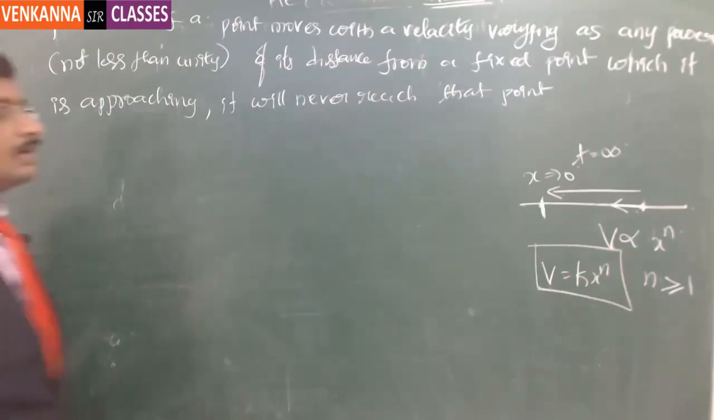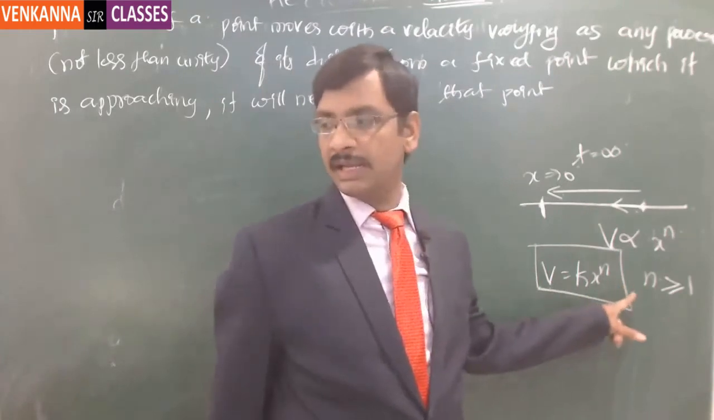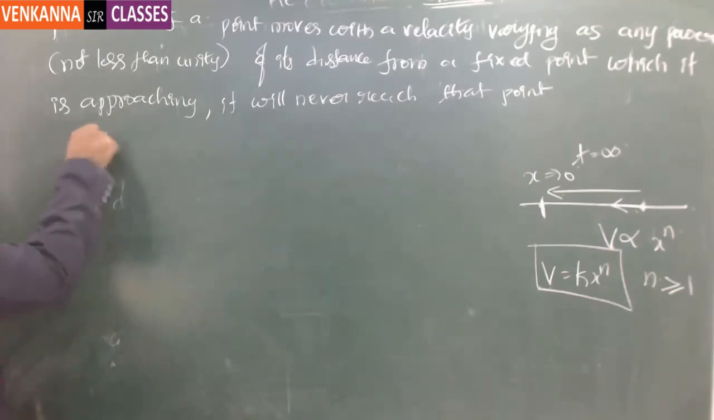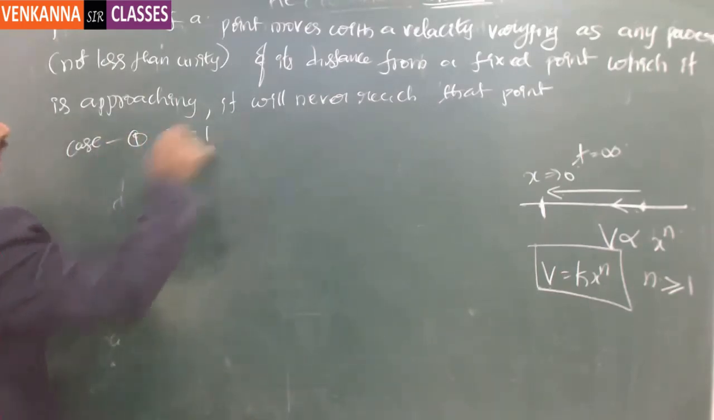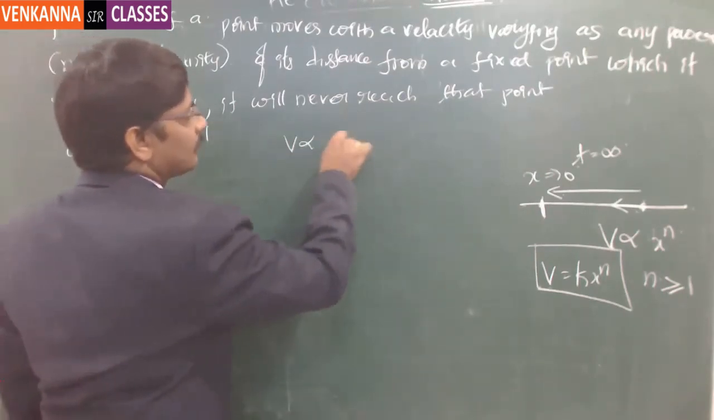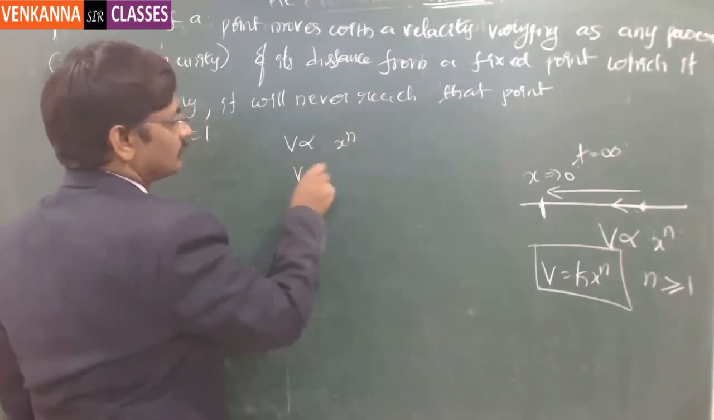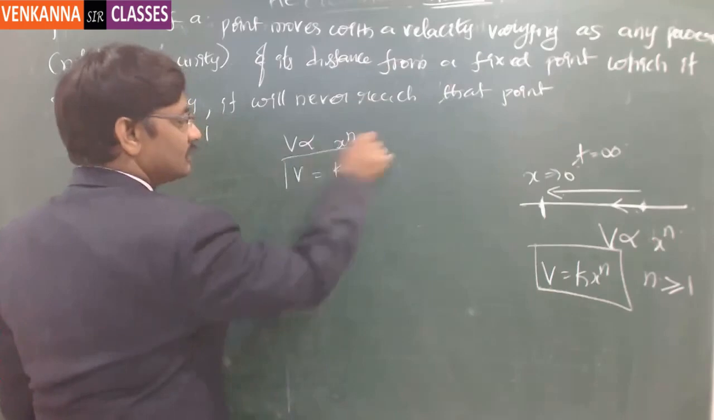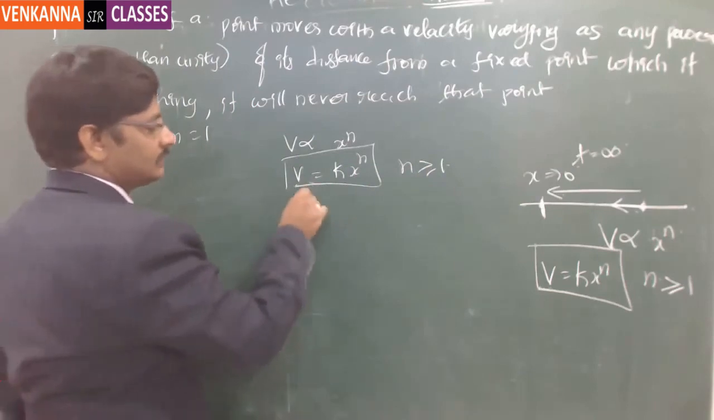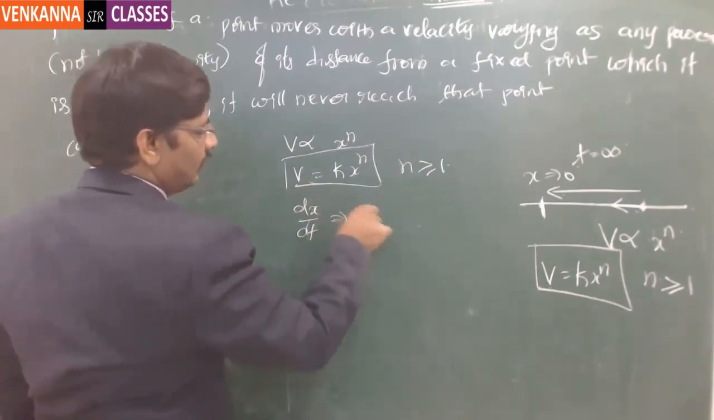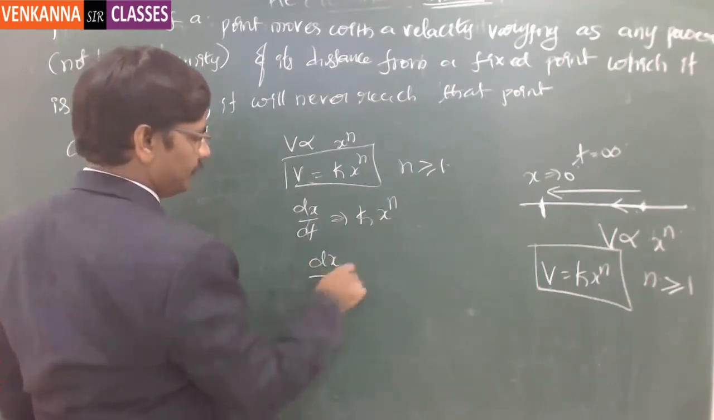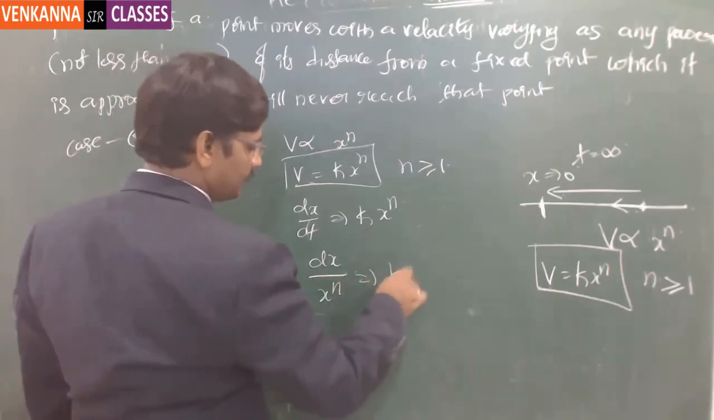So that's great. But here we need to consider two different aspects, n greater than or equal to 1. So we have to treat two different cases. Case 1, we have to treat n is equal to 1. Why? Because n greater than or equal to 1 means v is directly proportional to x power n. That means v is equal to k times x power n. Now this n may be greater than or equal to 1. Here dx by dt is equal to k times x power n, so dx by x power n is equal to k times dt.